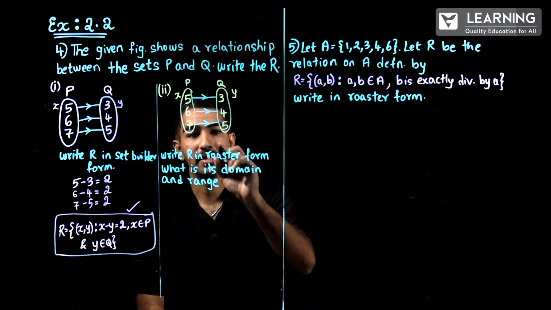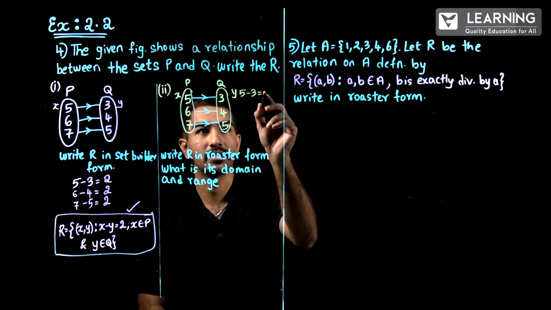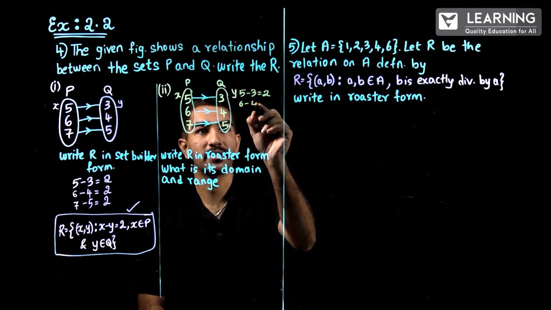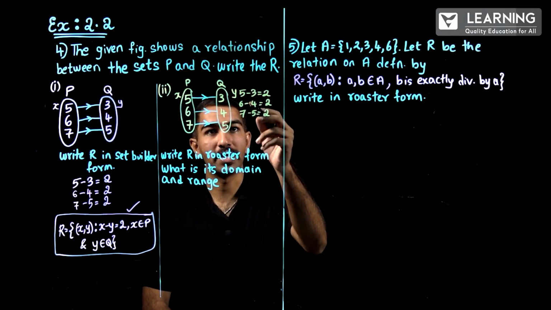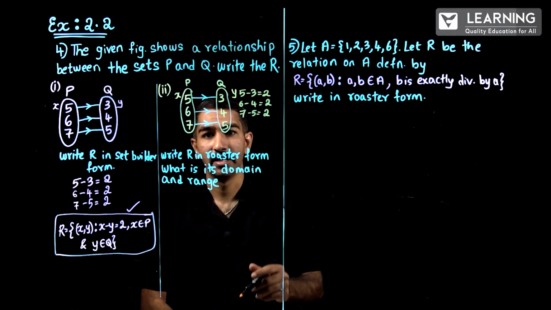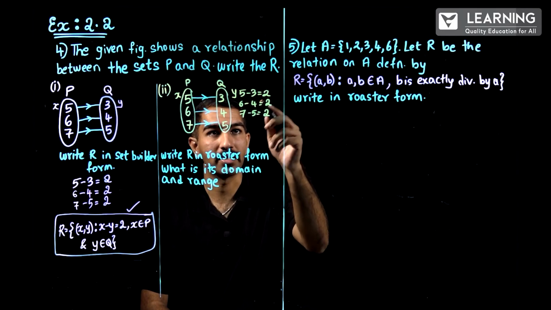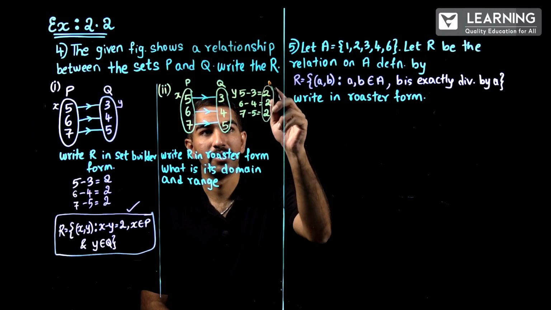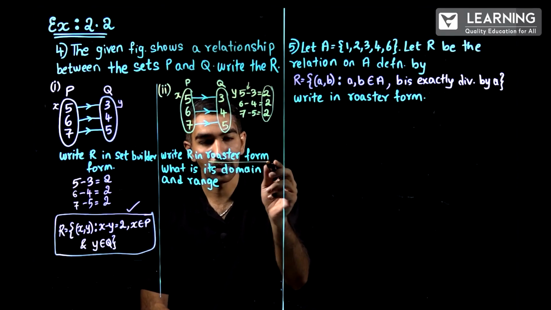Now here in the roster form, what we can do is 5 minus 3 equals 2, 6 minus 4 equals 2 again, 7 minus 5 equals 2. Now why have we only considered minus, why not plus, multiplication and division? Because defining will be difficult. For the minus sign, if we use subtraction, we are getting the constant answer here. That is the reason we are using minus. However, we have to write it in the roster form, no need to define.